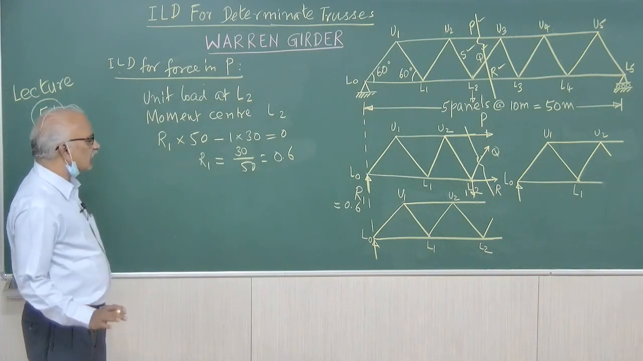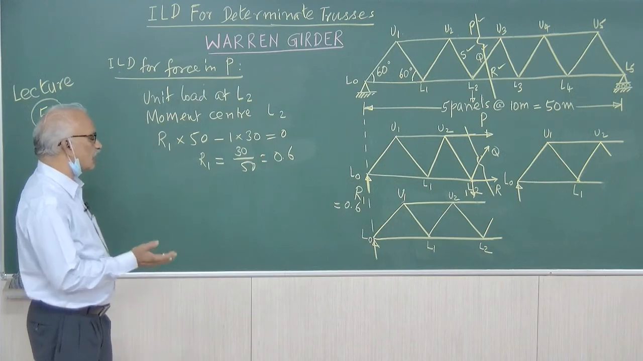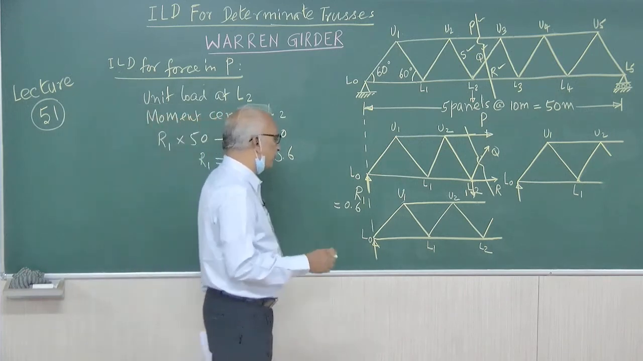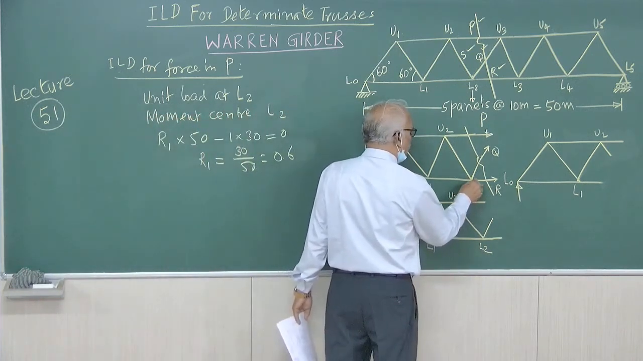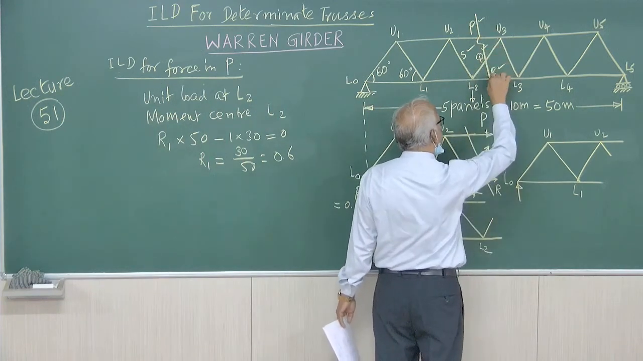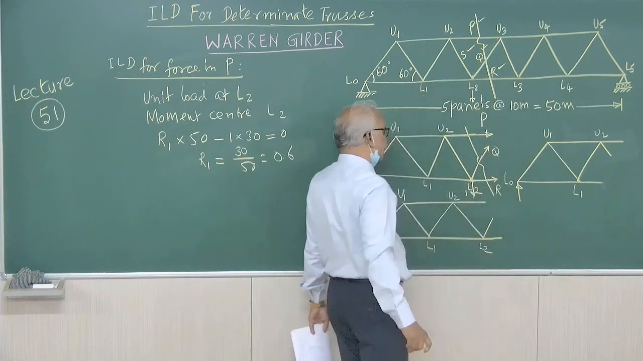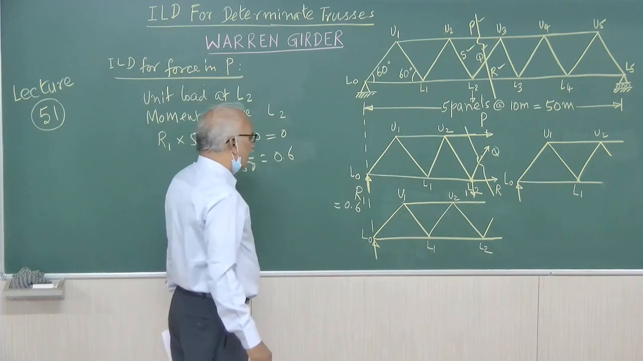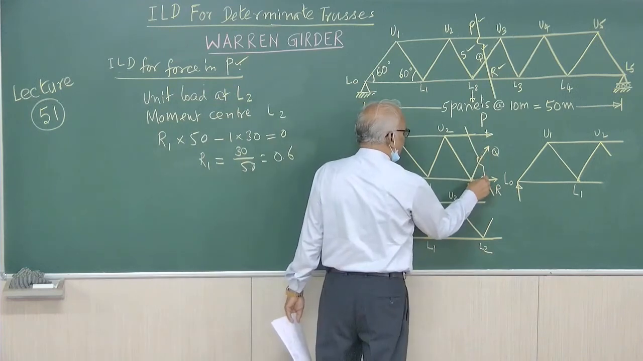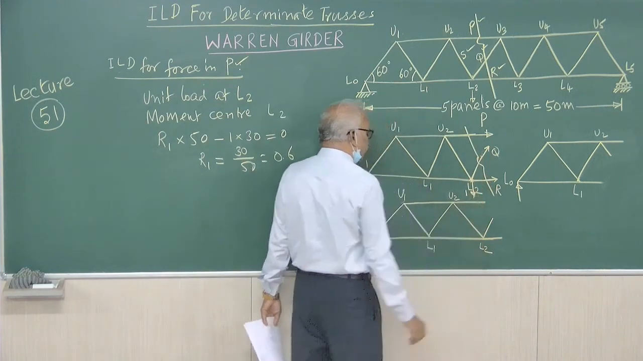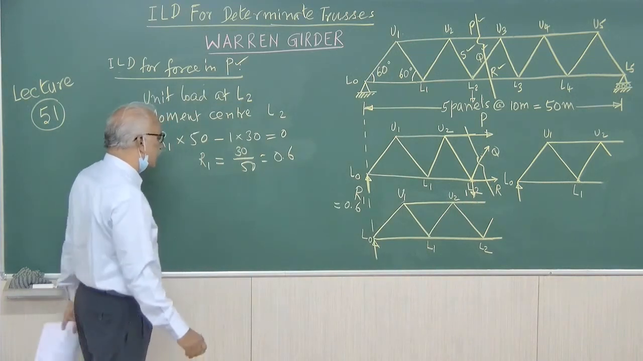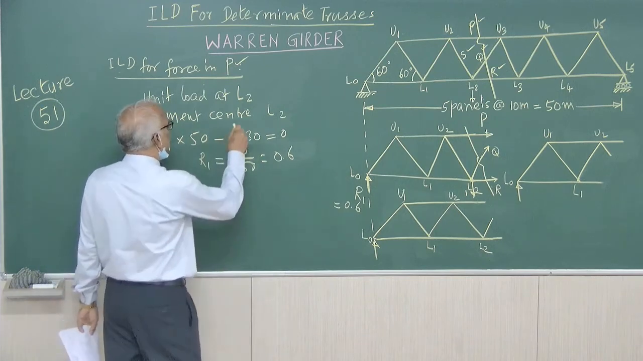Now, considering the equilibrium of the truss only to the left of the cut section, or to the right of the cut section also, any one part. Right. And let us take moment about the point L2, because we have cut the truss and replaced the forces in these members through P, Q and R. Now, when we want to find out the ILD for P and to eliminate Q and R, we have chosen L2 as the point where we apply the unit load, and also it is the moment center.